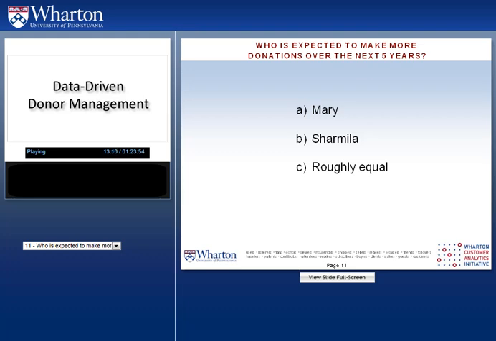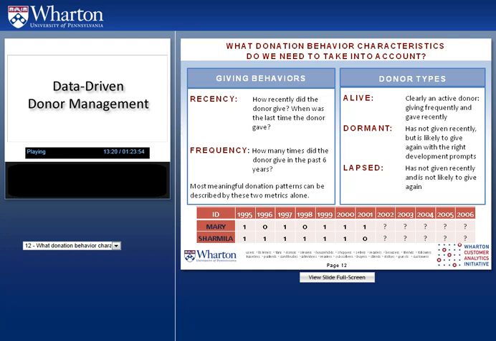And if we go to the next slide, we'll get a better sense of exactly how Mary and Sharmila differ from each other, and that's going to open up broader insights about what's going on and the kinds of behaviors that we hope to capture and project in our model.